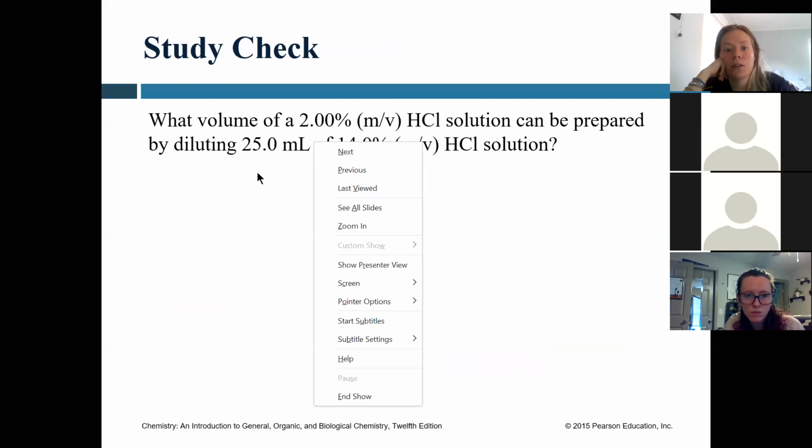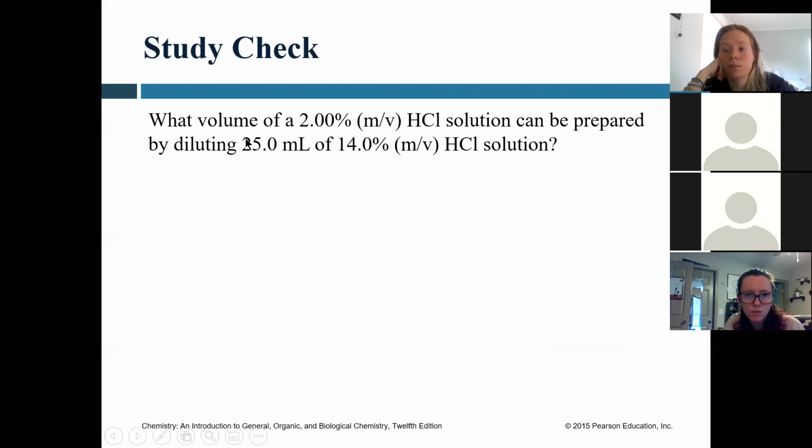So go ahead and figure this one out here. What volume of a 2% mass volume HCl solution can be prepared by diluting 25 milliliters of a 14% mass volume HCl solution? I'll help you out. You will want to use M1V1. No, not M1 because we're not dealing with molarity. C1V1 equals C2V2. So figure out what your C's and your V's are. Go from there.